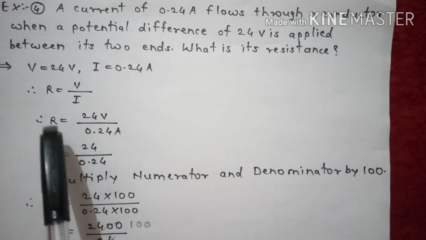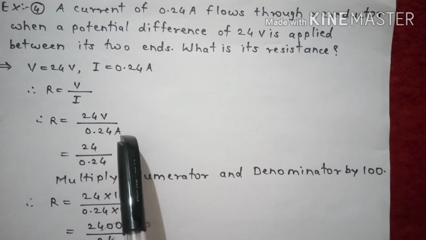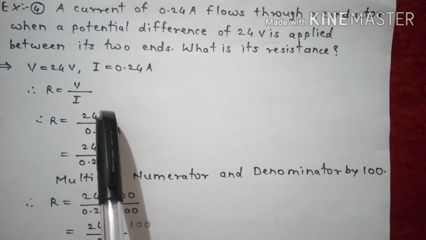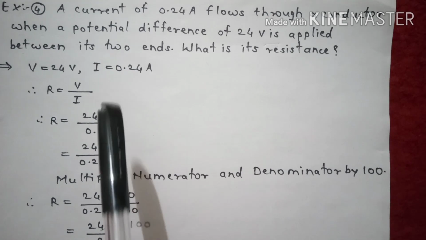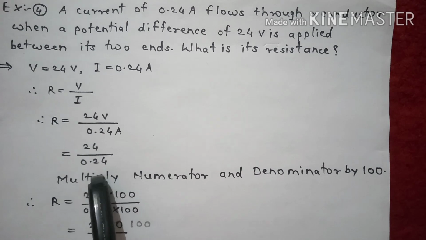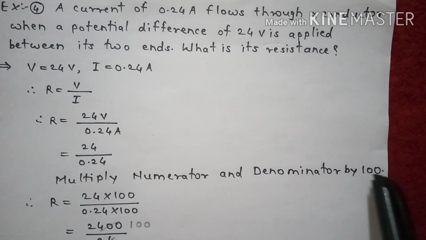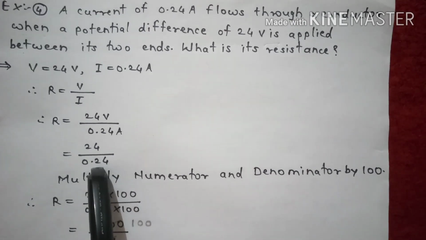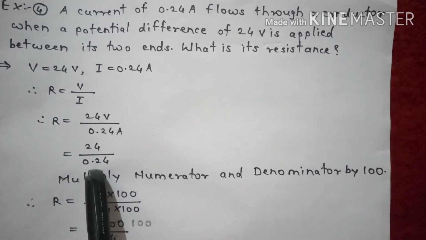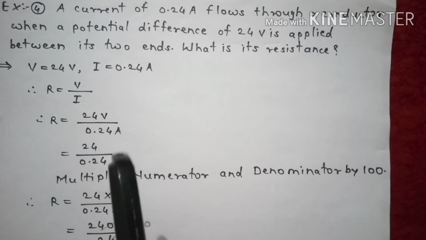Therefore we will put values. R is equal to 24 upon 0.24. Here 24 is in volt, that is potential difference, and here this current is in ampere. So here we will multiply numerator and denominator by 100. Why do we have to multiply here? Because the denominator has a decimal point, and for division we have to remove this decimal point. Then only we can divide numerator and denominator.